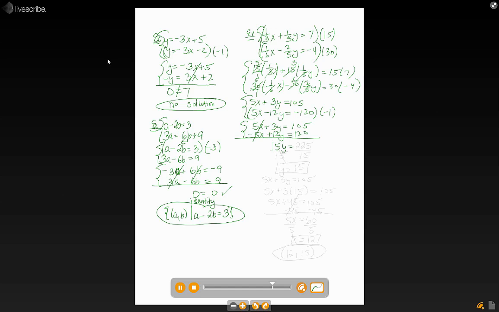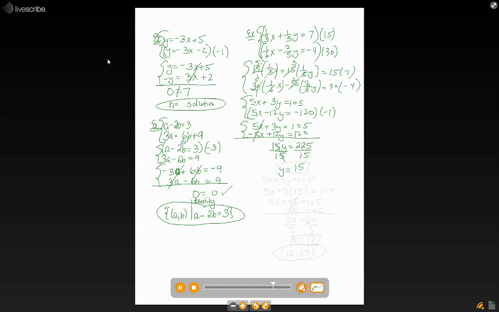15y equals 225. Is that okay? Divide both sides by 15. Y equals 15. Am I done? Nope. No, you need x.